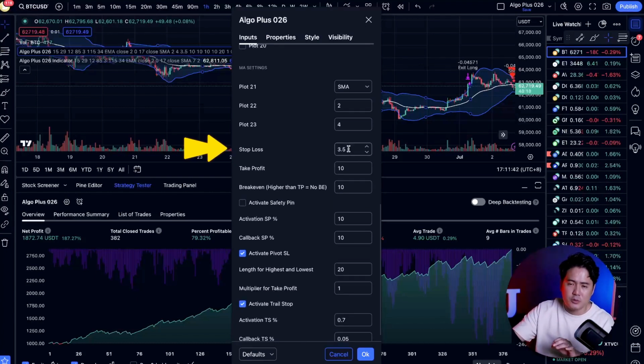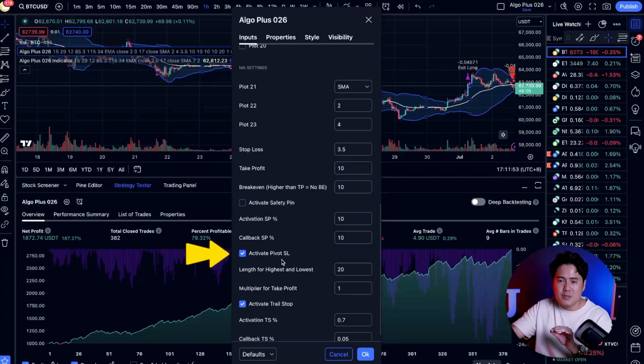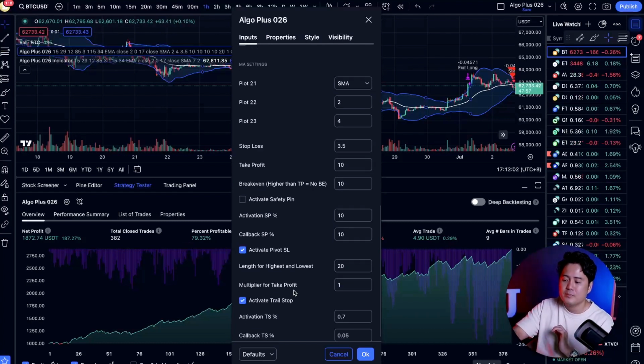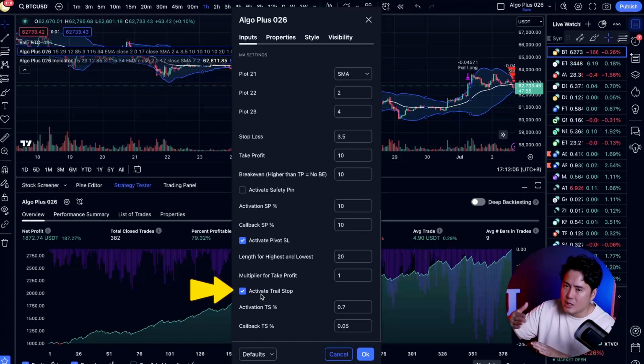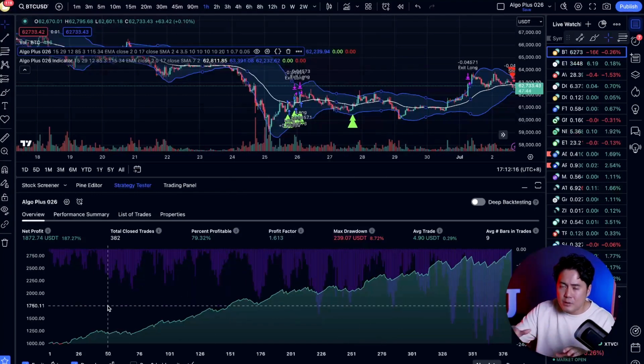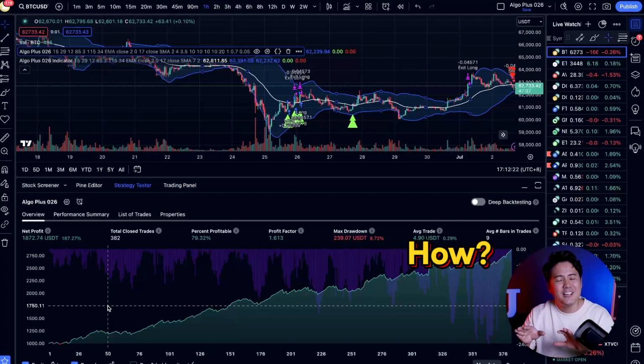I'm using a fixed stop loss with a maximum of 3.5%, but that is a maximum. What I am using is an active pivot stop loss, which means I'm using the previous swing high and swing low as my stop loss, with the last 20 candles to justify. Then after that, I also activated a trailing stop, which means that if it's more than 0.7%, the trailing stop will activate, with a callback percentage of 0.05%. So this is the simple way to do my strategy testing. But most important, how can I use these strategies?